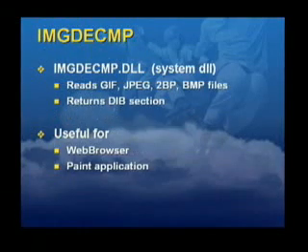Let me just cover image decomp for a minute. Image decompression, as I said before, lets you read all the bitmap file types from the web, and it returns a DIB section. DIB section, if you're not familiar with that, stands for Device Independent Bitmap. A DIB section has the bitmap bits in it as well as a palette in the header. So this is useful for a web browser, and it's also useful for a paint application. In fact, the Pocket Paint application that ships in the Plus Pack uses the DIB section.